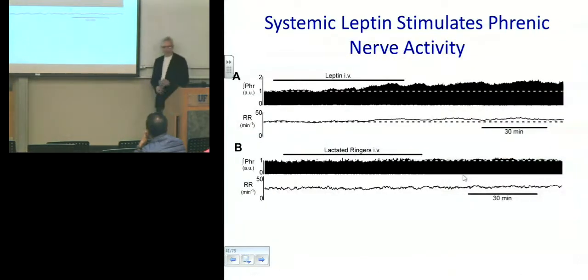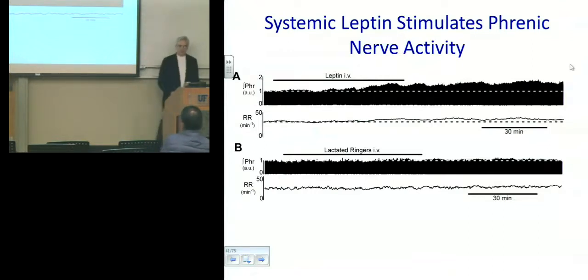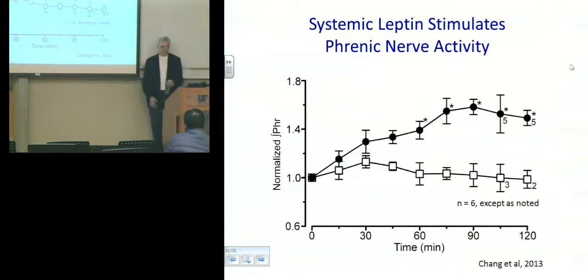And just giving leptin IV, so this is acute in an anesthetized animal, giving lactated Ringer's containing leptin, and looking at integrated phrenic, you see over a period of time it goes up. So it's an infusion for an hour, and you get a long-lasting increase in phrenic amplitude. And that's true in a large number of animals, and it seems to peak out at about a 50% increase in minute ventilation in these animals, which is fairly substantial.